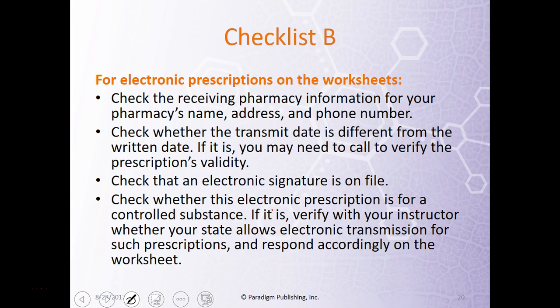For electronic prescriptions, you're going to use checklist B. Check the receiving pharmacy information for your pharmacy's name, address, and phone number. Check whether the transmit date is different from the written date. If it is, you may need to call to verify the prescription's validity. And check that the electronic signature is on file. Check whether this electronic prescription is for a controlled substance. If it is, verify with your instructor whether your state allows electronic transmission for such prescriptions. Well, in Louisiana, yes, it does. You just can't send an electronic prescription for a C2.